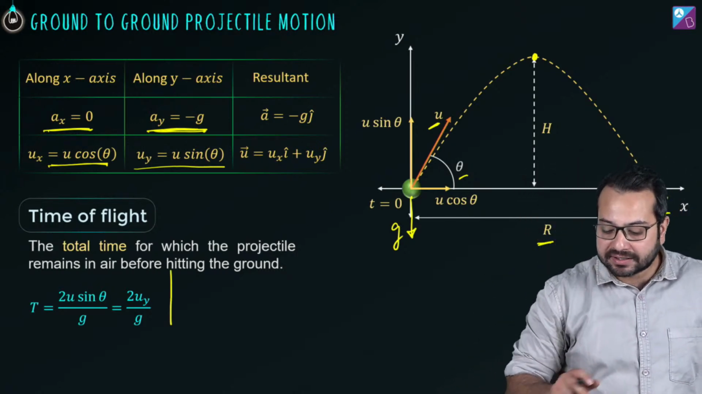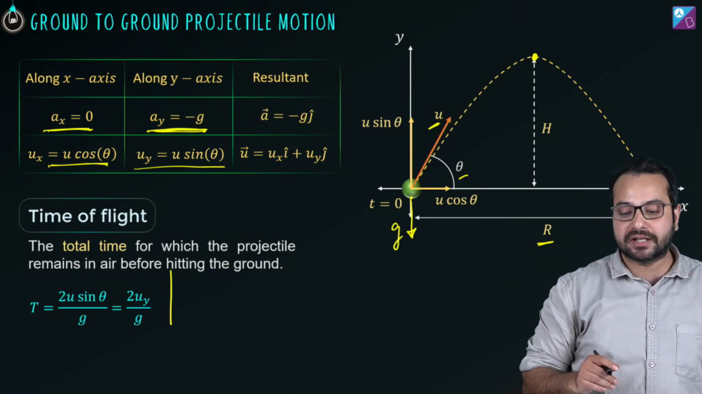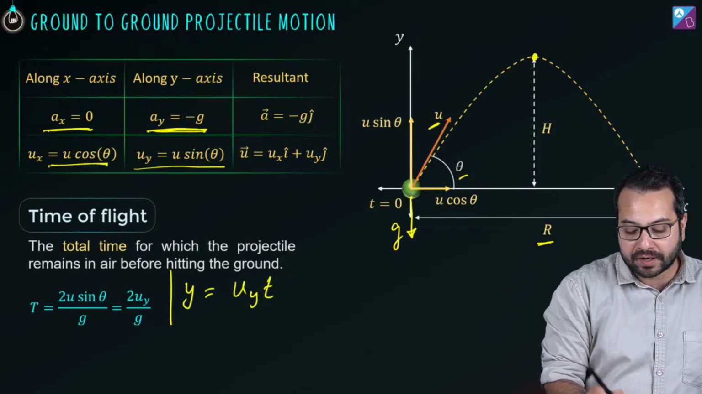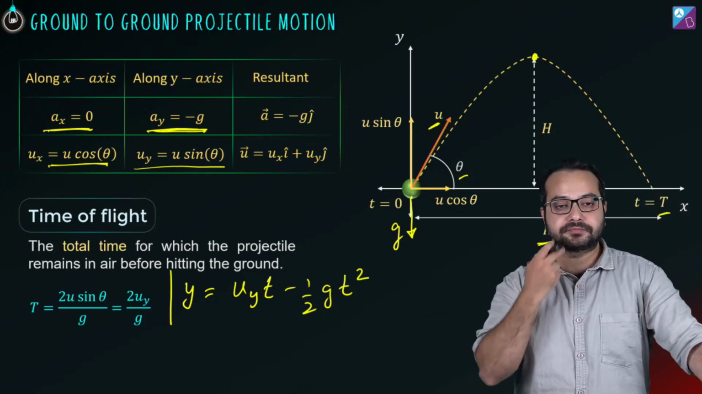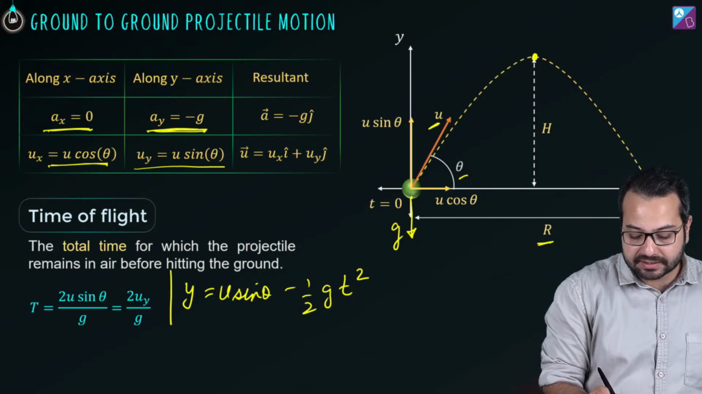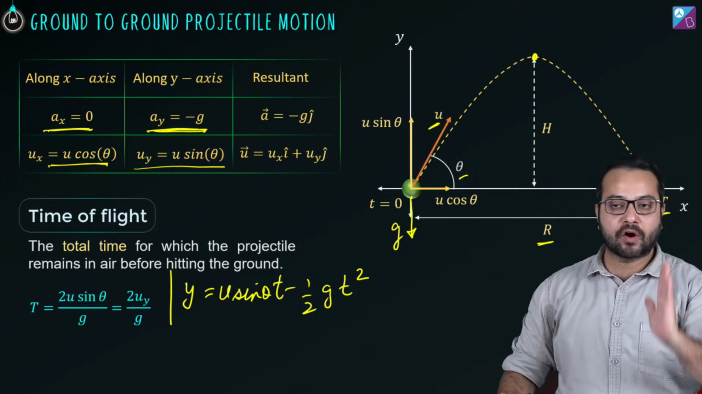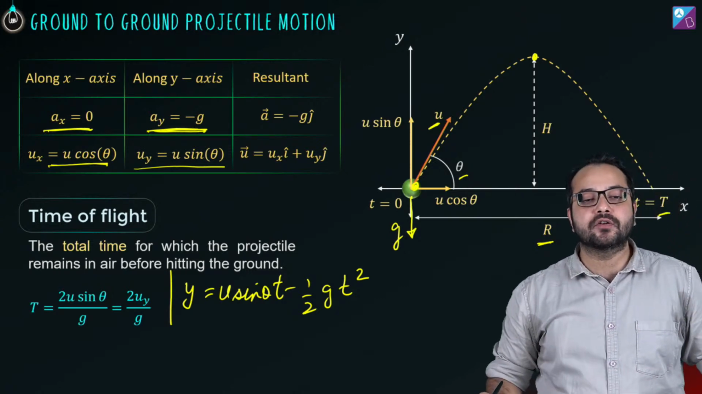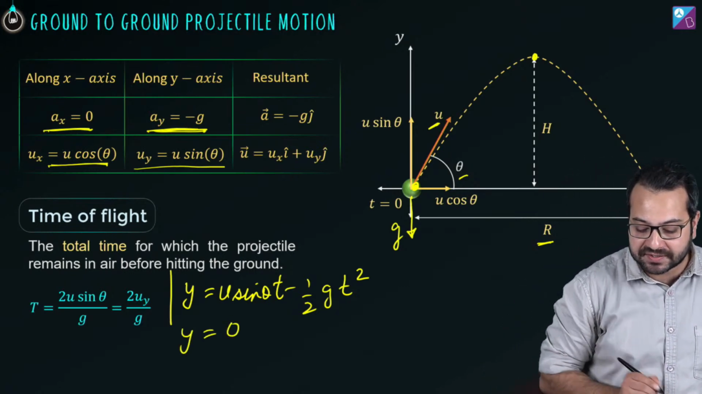The first thing is, if we write the equation for the y-axis, we say that y is equal to uyt minus half gt square. Is that correct? For the y motion, we can write it as u sin theta t minus half gt square. And what happens at this point? Y is 0, and at this point y is 0 as well. So we substitute y is equal to 0.